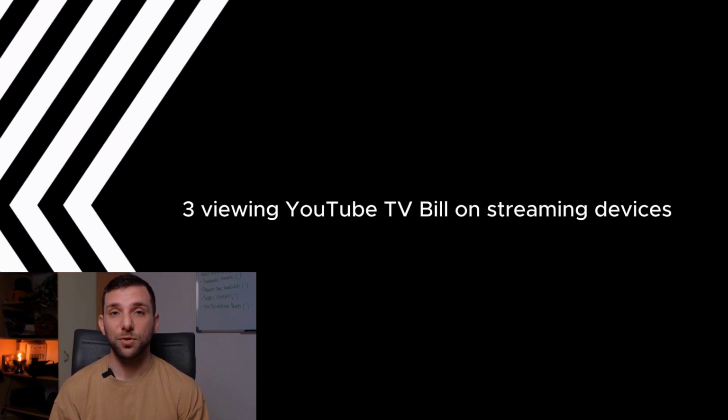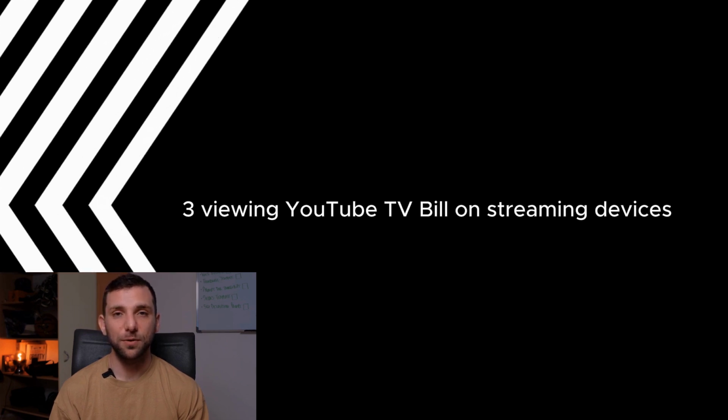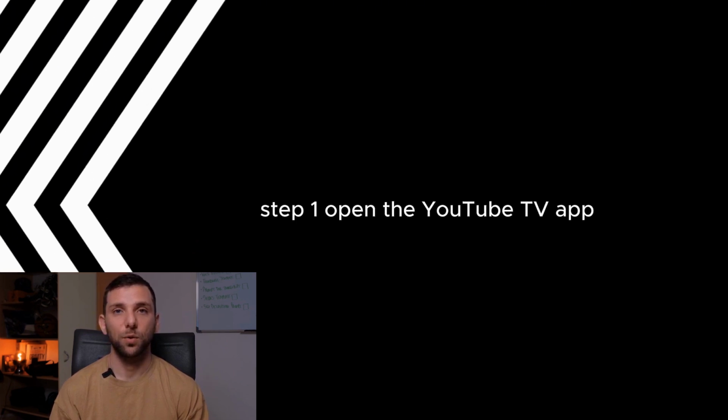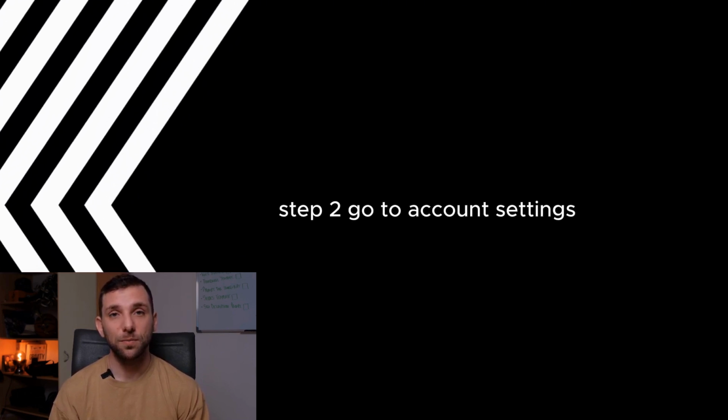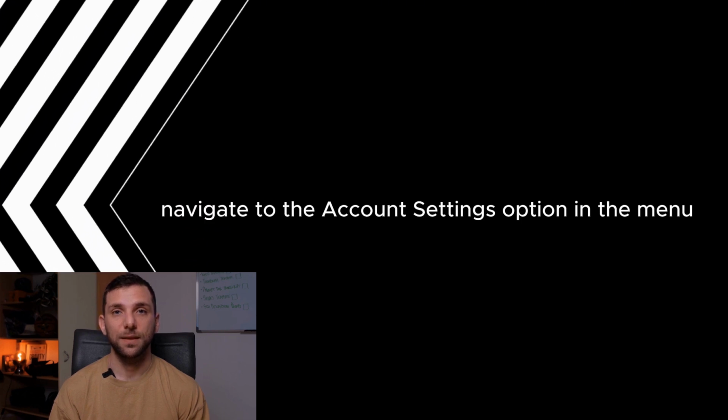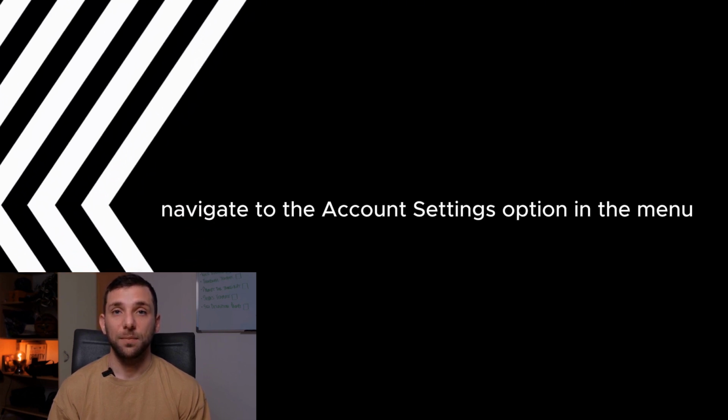3. Viewing YouTube TV bill on streaming devices. Step 1. Open the YouTube TV app. Launch the YouTube TV app on your streaming device. Step 2. Go to Account Settings. Navigate to the Account Settings option in the menu.